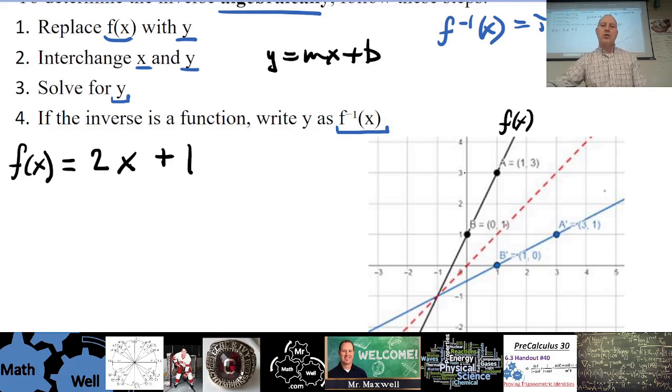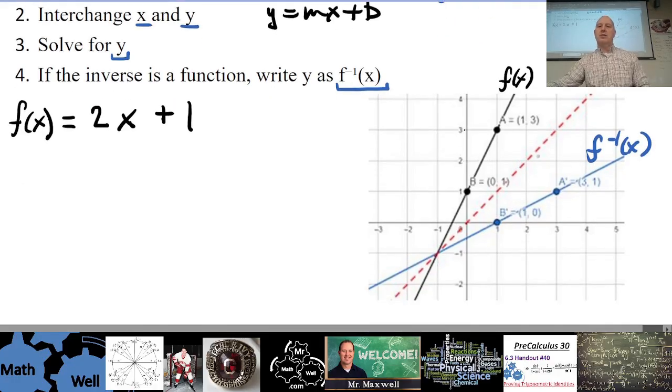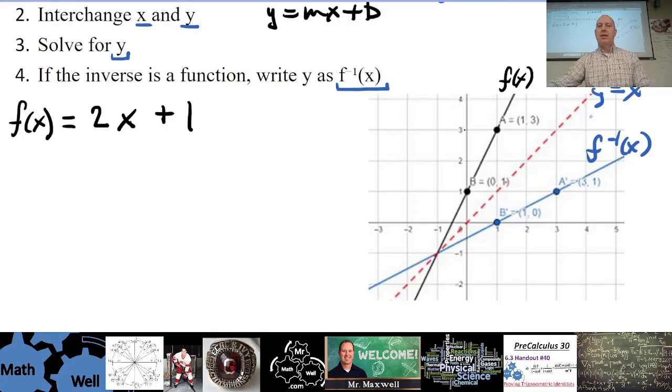Okay, what we're going to do is try to find the equation of this. This is f to the negative 1 of x. This is the inverse, isn't it? And you see graphically it's the inverse because here's the y equals x line, and the blue graph is a reflection across that y equals x line. So anytime that the f of x passes through y equals x, that's an invariant point, which it is. This point (0, 1) has a mirror point (1, 0). This point (1, 3) has a mirror point (3, 1). And so graphically we can see that that is the inverse.